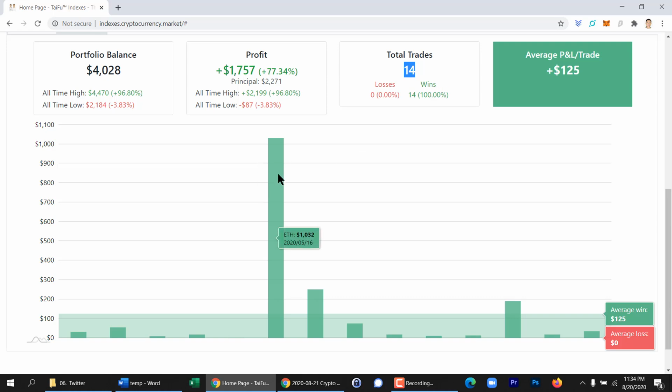And here it is right here. It's an outlier. It means that it lies outside the normal range. The normal range, or the average, is right here. The average win is $125 per trade, and this one is significantly out there, so this would be considered an outlier. I would not consider this one, chain link, an outlier, because it is not that significantly bigger than the average win.